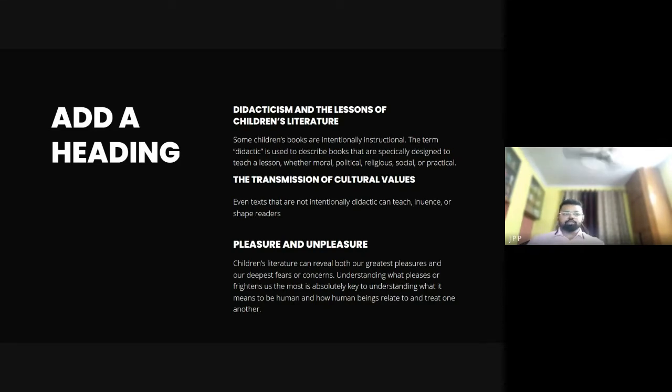And some of these children's books are intentionally instructional as well. And even when we think about books such as, well, Harry Potter, let's talk about Harry Potter for a moment. Harry Potter is a text which we have all discussed, which we have all gone through. And even if we haven't gone through it, we are quite familiar with it, isn't it? If we take a look at the second quantum here, the transmission of cultural values, even texts that are not intentionally didactic can teach, influence, and shape the readers. So these two points, the didacticism and the transmission of the cultural values that a certain age wants to impart to their children, let's consider them in the case of Harry Potter.